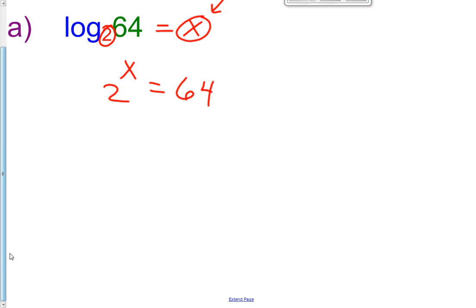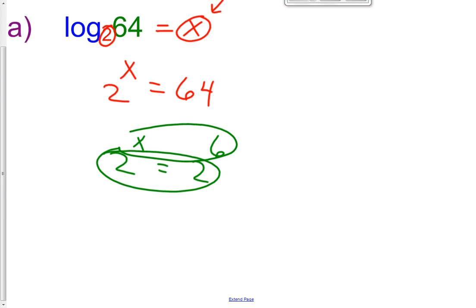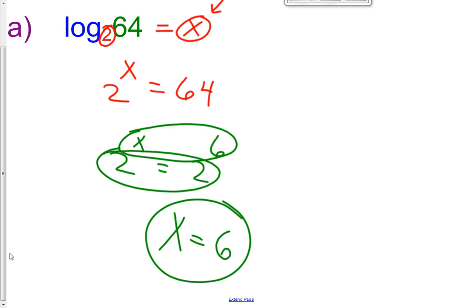And now I can do this by getting common bases. This was yesterday's video lesson. 2 raised to the x equals 64 is the same thing as 2 raised to the 6th power. So now I have common bases. I can set their exponents equal to each other. X equals 6. Answer. So the log base 2 of 64 equals 6.